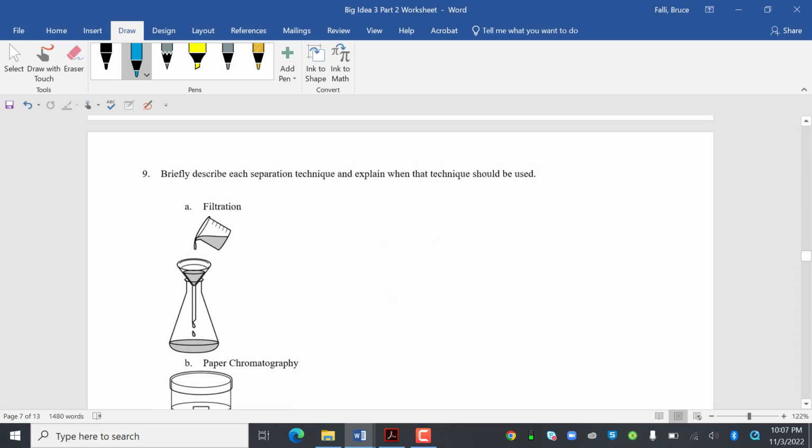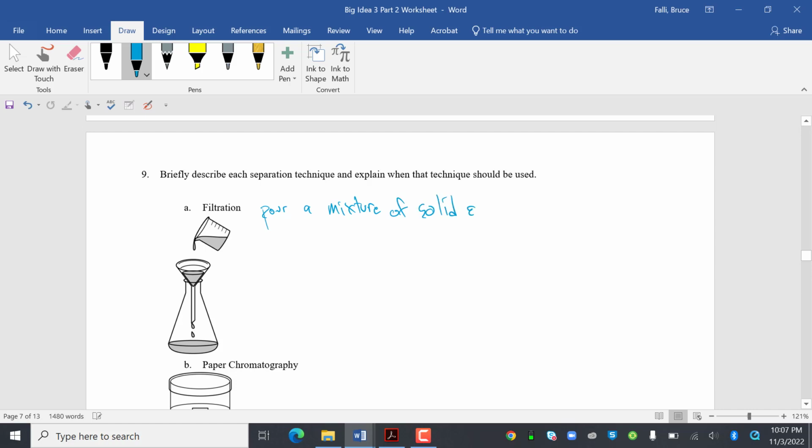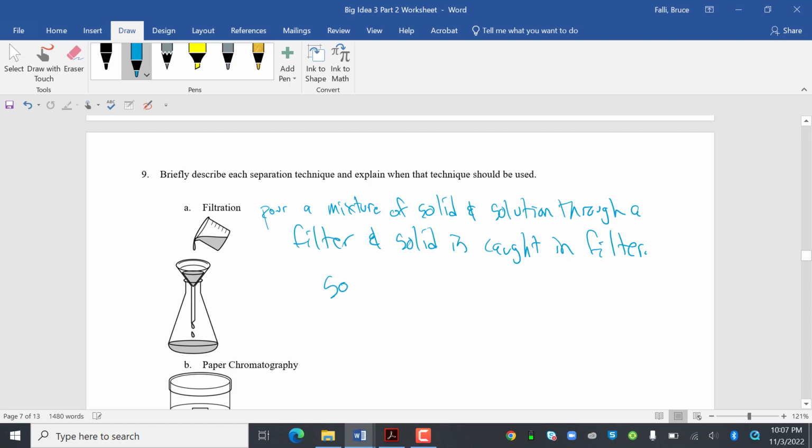All right, briefly describe the separation technique and explain when the technique should be used. Filtration, describe it. Pour a mixture of solid and solution through a filter and solid is caught in filter. And when to use it? When you have a solid and a solution.